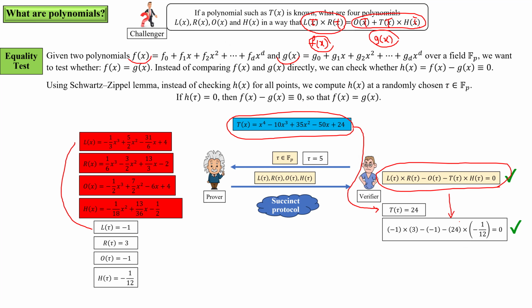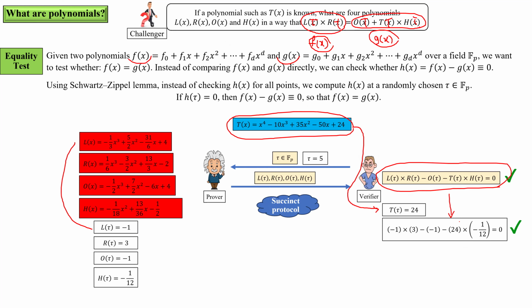Okay, so this protocol is succinct. If you compare this protocol with the previous protocol, in this protocol the prover just sends four evaluations, not the whole four polynomials, to the verifier, right? And also in the verification round, the verification test is much faster than evaluating the equality of five polynomials.